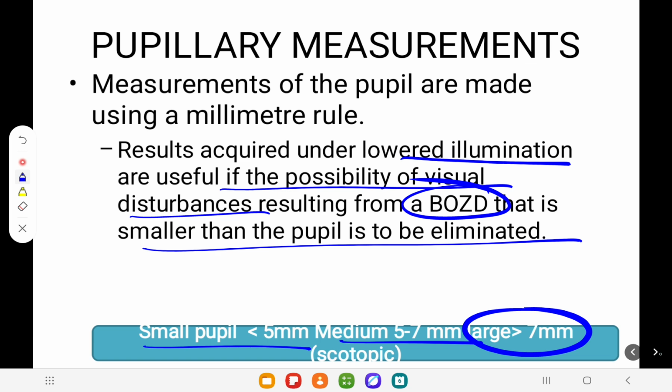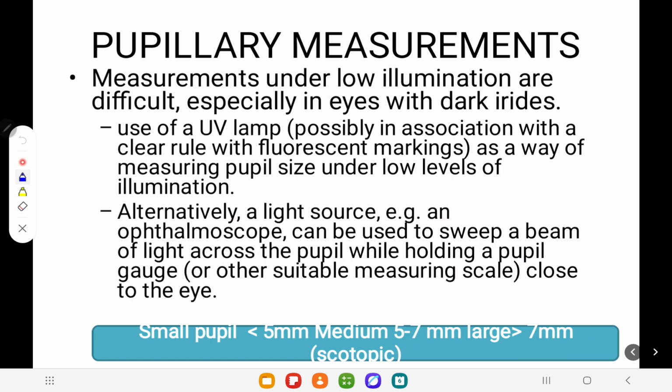Measurement under lower illumination is difficult, especially in eyes with a dark iris. A UV lamp can be used, possibly with a clear rule or fluorescent marking, or measuring the pupil under lower illumination. Alternatively, a light source, for example an ophthalmoscope, can be used to sweep the beam of light across the pupil while holding the rule in the glasses. Another suitable measurement is with the eyes closed. Nowadays it's very easy, but definitely the ophthalmoscope is another good way to measure the scotopic pupil size.